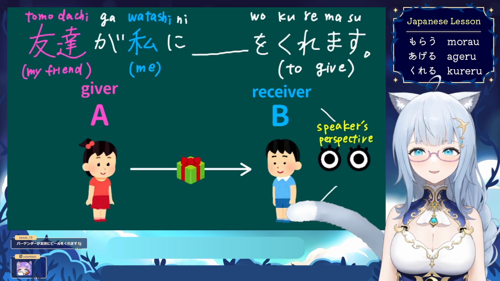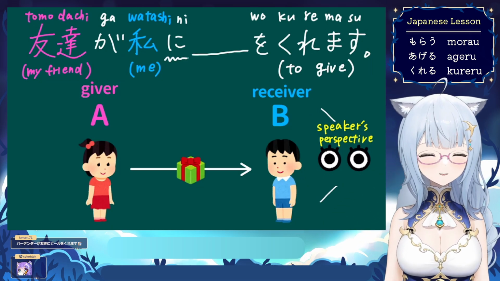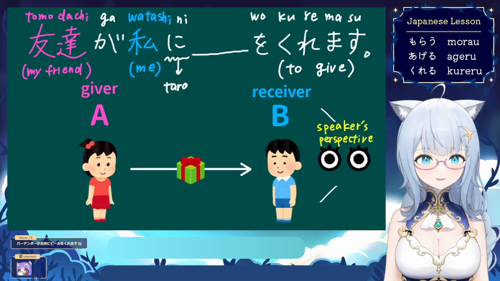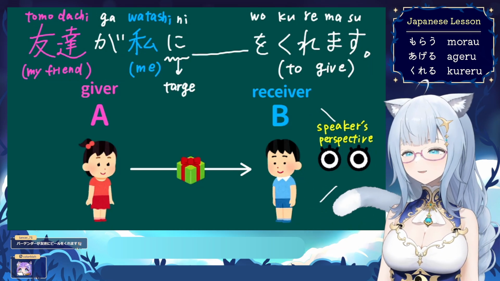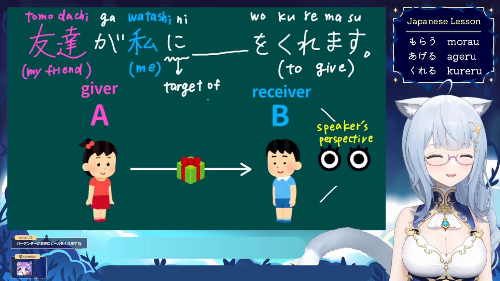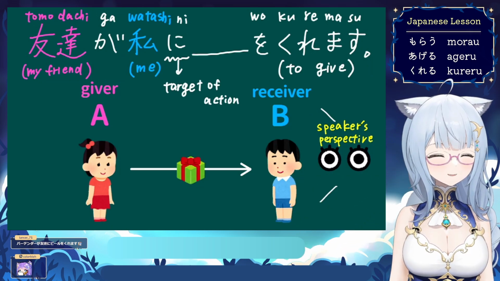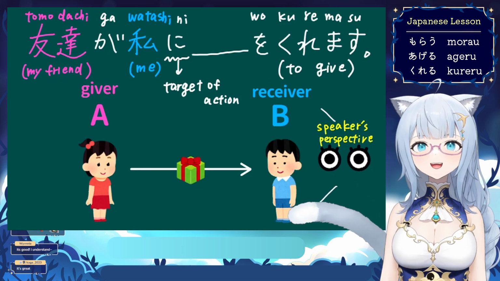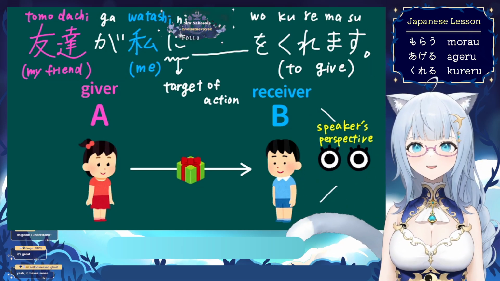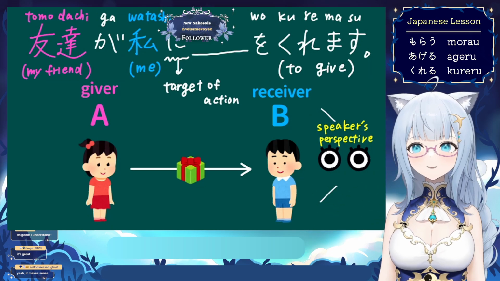Does this make sense? And this particle に is target, because 私, me, is a target, right? Target of action. あげます and くれます differ in that the speaker's perspective is different.